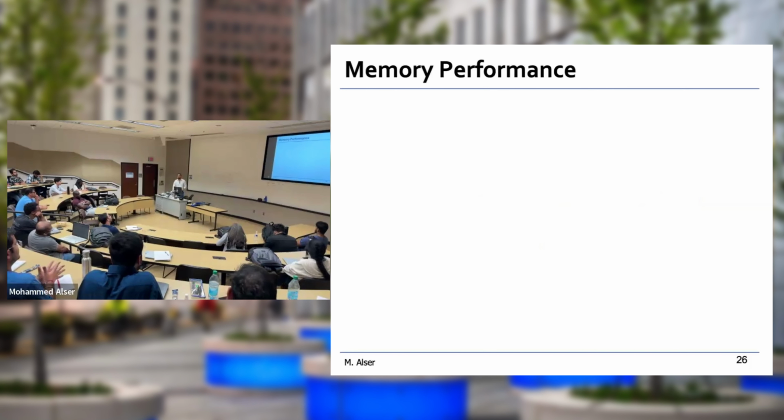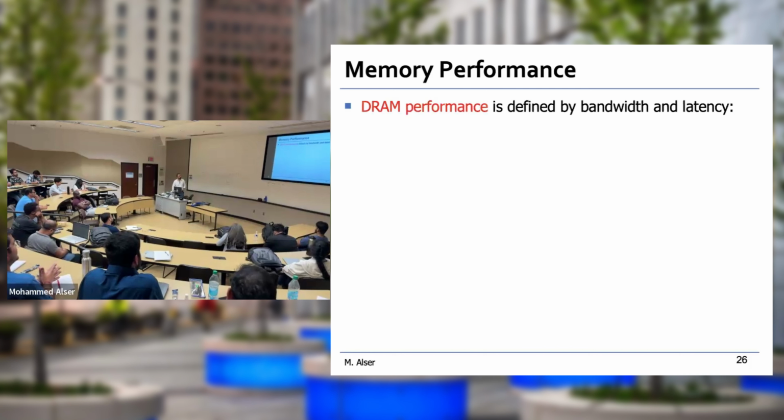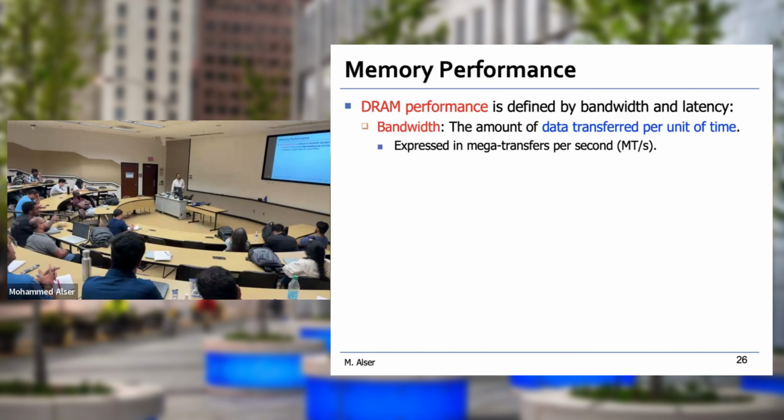Now, how to improve the performance of the DRAM device? In order to improve something, we need to know what makes it better, or how we measure a performance metric there to say that this is now better than previously. So the DRAM performance is defined by the bandwidth and latency. What is the bandwidth? These are 2 important metrics, bandwidth and latency, to measure the performance of the DRAM device. What is bandwidth?